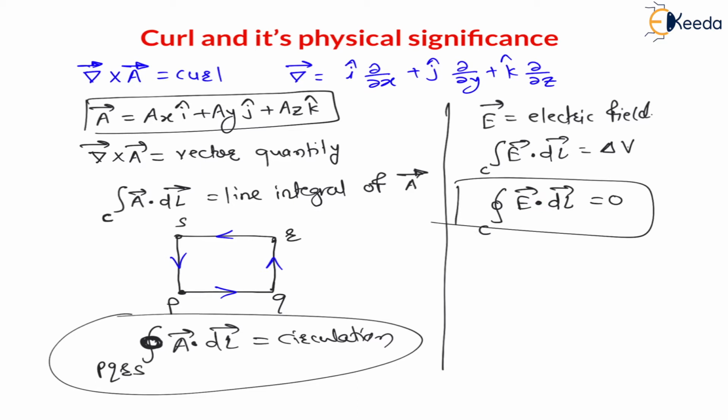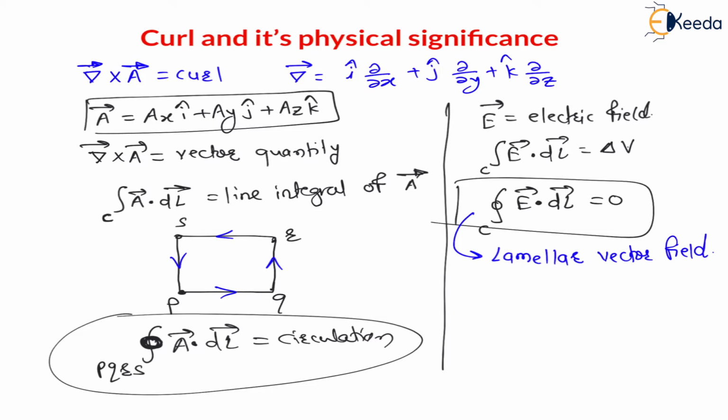So whenever the line integral over a closed path of any vector field is equal to 0, then such a field is called a lamellar vector field. Therefore it is called lamellar. Here I am writing the spelling: lamellar vector field. This electric field is called a lamellar vector field if it has 0 value for the closed integral. The line integral of electric field is 0, then it is called a lamellar vector field.